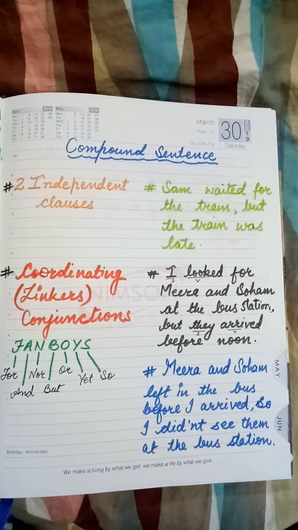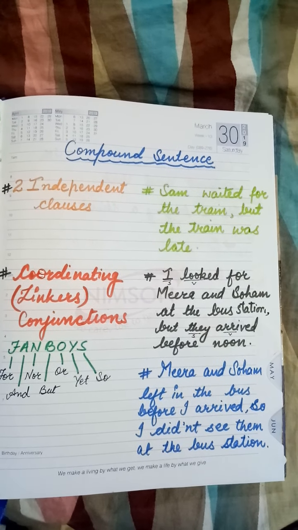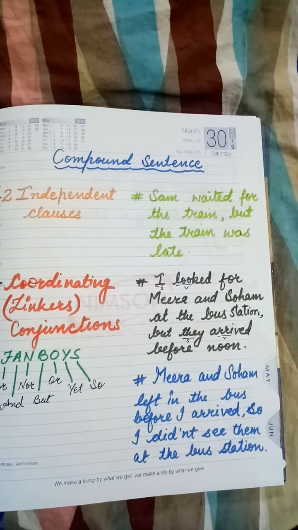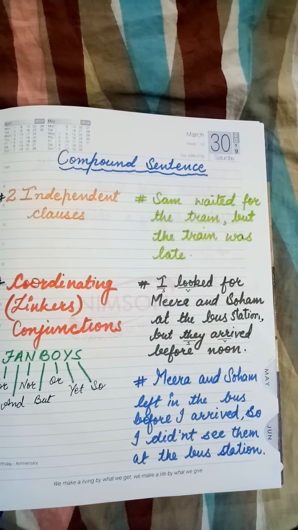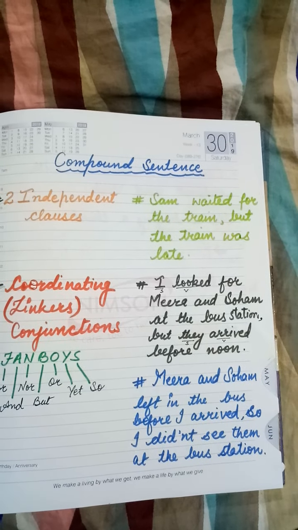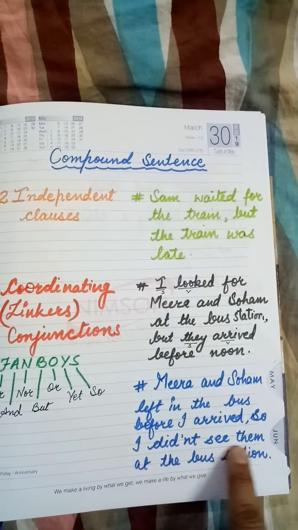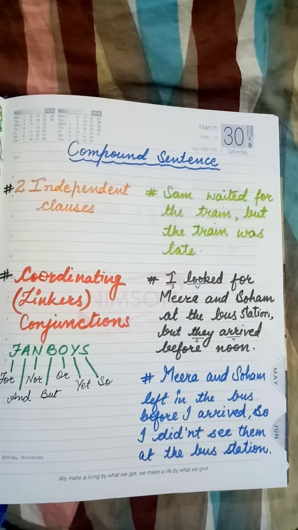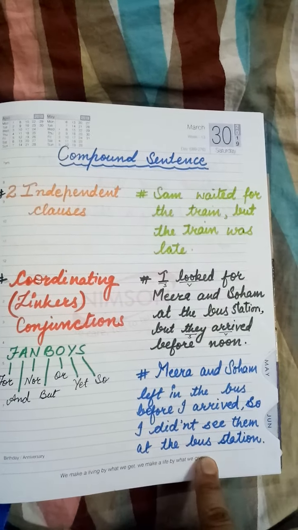Okay, next is Meera and Soham left in the bus before I arrived, so I didn't see them at the bus station. Here Meera and Soham is one subject and left in the bus before I arrived. Here it is one clause. So I didn't see them at the bus station is the second independent clause. Okay, and try to find out the subject and the verb in this sentence.